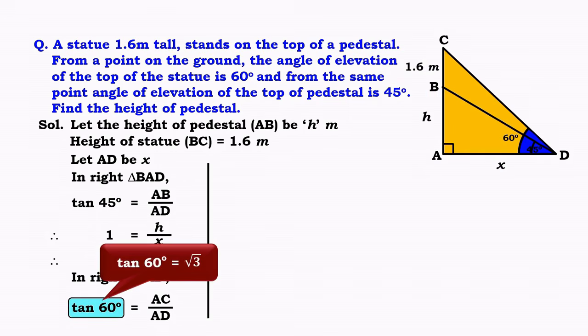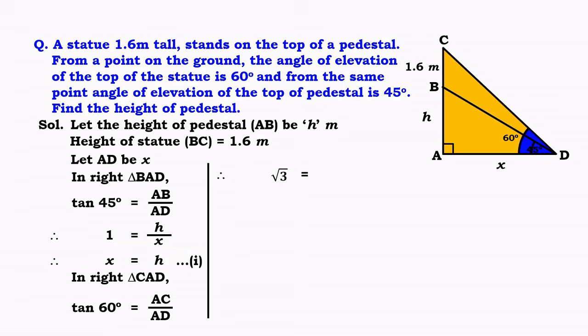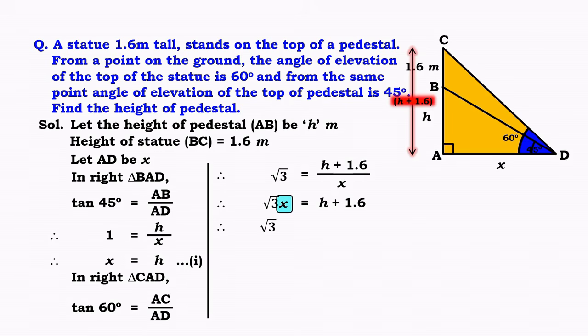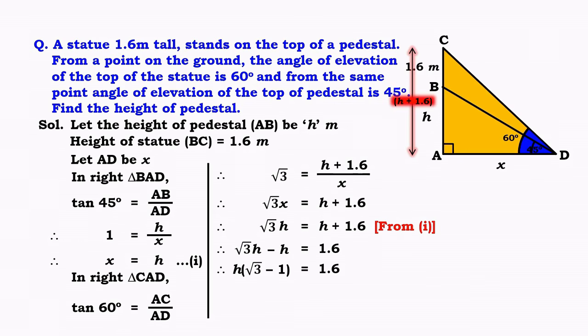We know that the tangent of 60 degrees is root 3. So, root 3 is equal to (h plus 1.6) divided by h. Now, multiply both sides by h. This gives us h multiplied by root 3 is equal to h plus 1.6. Next, bring h to the left-hand side. So, h multiplied by root 3 minus h is equal to 1.6.